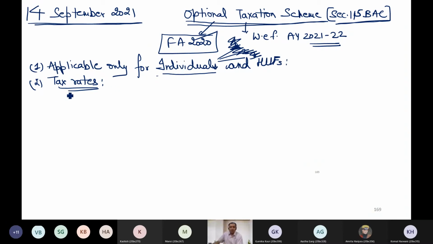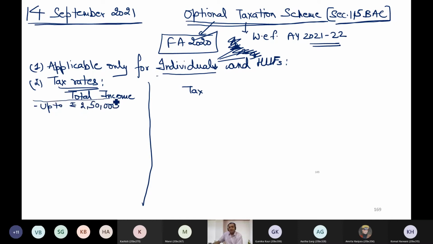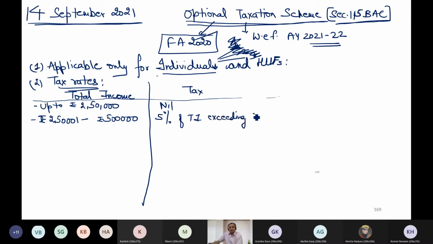This is the first point. Now, total income and tax. Up to rupees 2,50,000, no tax. So that is the same. This first nil is the same. No tax. Rupees 2,50,001 till rupees 5 lakh, what is the tax? 5%. That is almost the same. 5% of total income exceeding rupees 2,50,000.